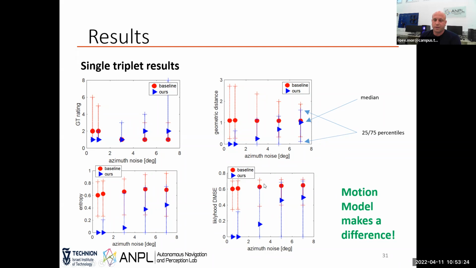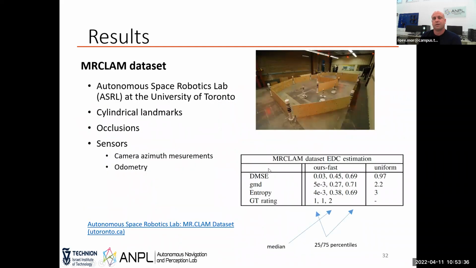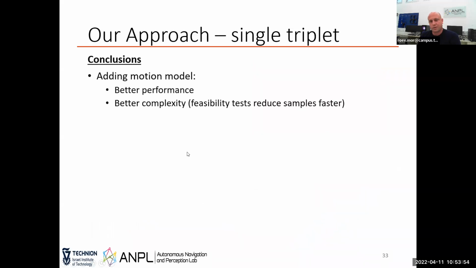And again, the difference between our method and the baseline is just that we added a motion model. We added more types of measurements, and that's why we get better performance. We also used a dataset from the University of Toronto. This is an actual dataset, it's not a simulation. It's actual robots with landmarks, and we got very similar results. So it works in real environments as well.